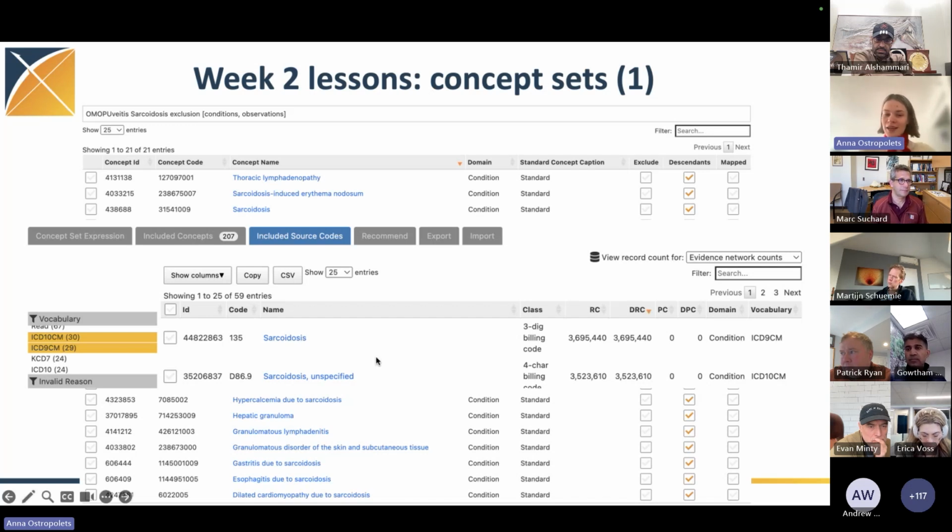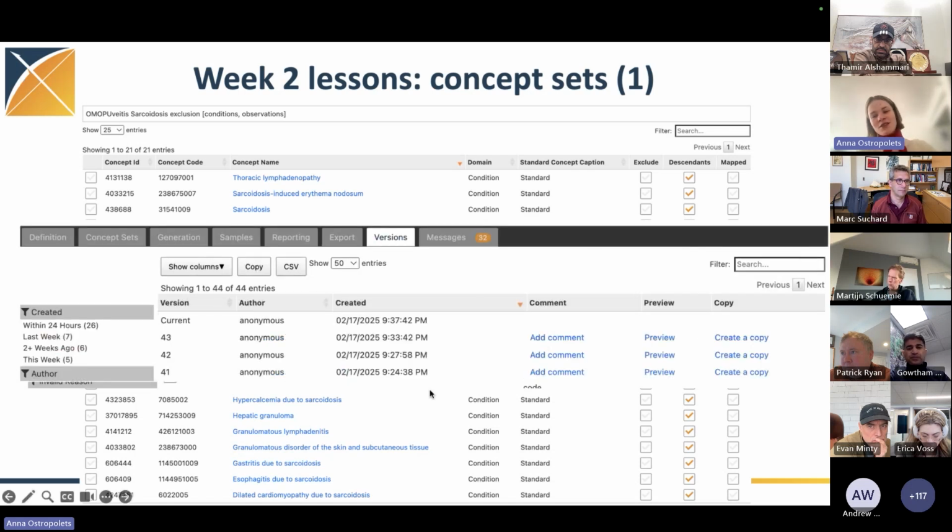Now you may wonder, how did I check it out? Well, Atlas has this very nice functionality of looking through versions. There is this tab in the middle of your screen, you can see it, called versions. And there you can check out different versions of a cohort, preview them, or even create a copy. And you can see how hard the team has been working on this, because there's been 44 versions of this cohort. So way to go.